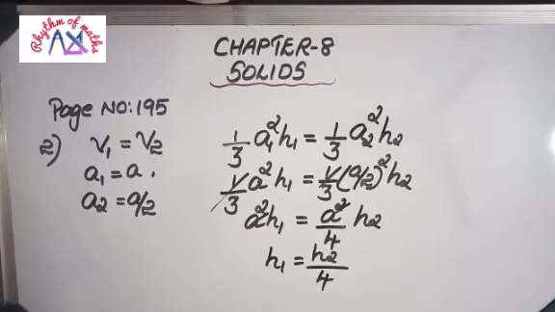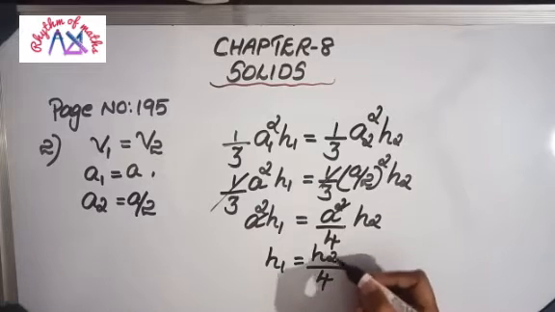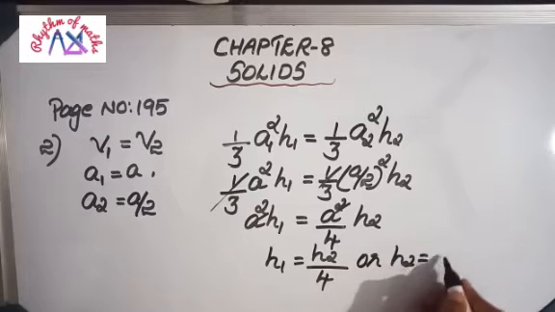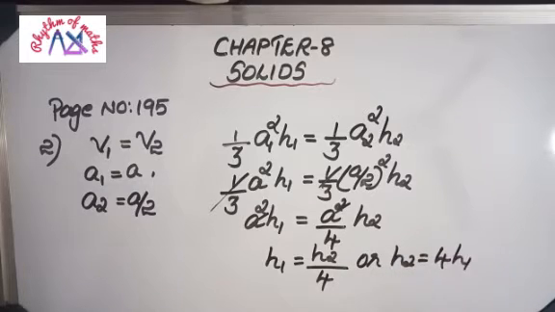So this is the relation. The first square pyramid's height is equal to the second square pyramid's height by 4, or we can write H2 equal to 4H1. The second square pyramid's height is 4 times the first square pyramid's height. This is the relation between the heights of these two square pyramids which have the same volume. Okay, this is the second one's answer.